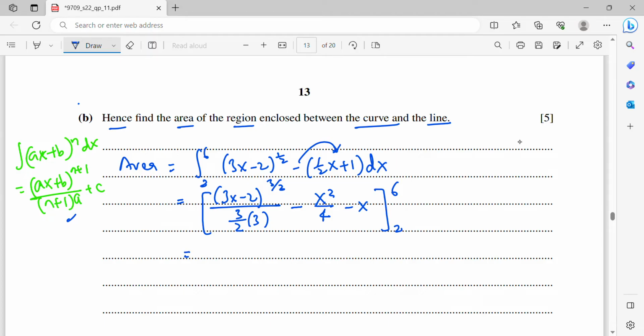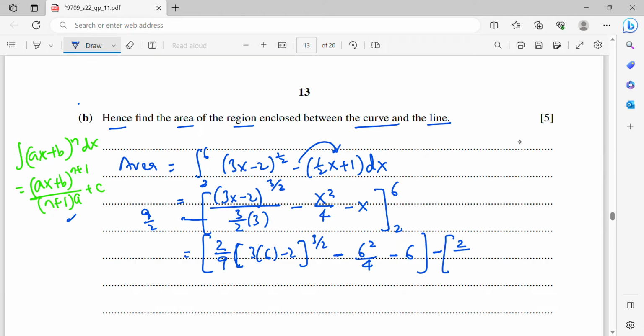Okay, so for the denominator, I'm getting 3 over 2 times 3, which is 9 over 2 here. This is basically 9 over 2. But then when you have numerator divided by the constant, divided by the fraction, I can move up the fraction. So it becomes 2 over 9. Okay, and now I replace the x by 6. So it will be 3 bracket 6 minus 2 to the power of 3 over 2 minus 6 squared over 4, then minus 6. All of this minus the x when it is 2.